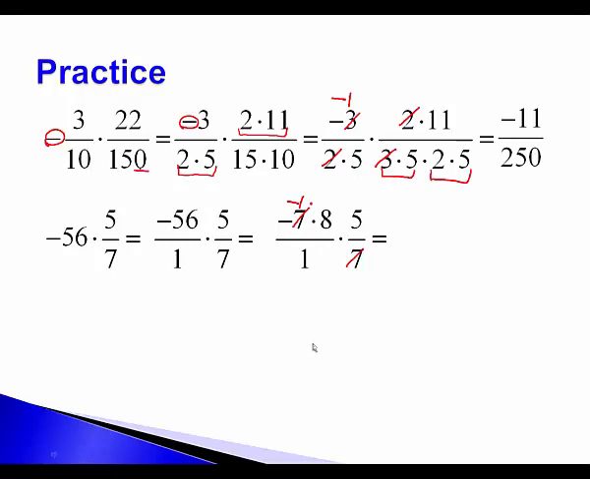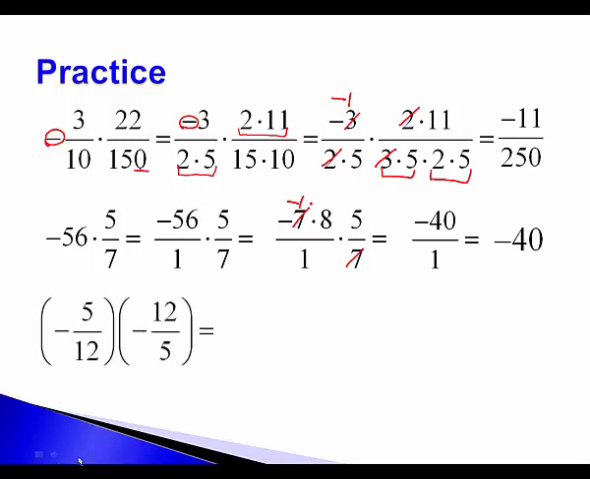Now I'm ready to multiply my numerators, and I get negative 1 times 8 times 5, or a negative 40, divided by 1. Once again, any number divided by 1 is equal to that number, so my final answer is negative 40. Our last example here is negative 5 over 12 times negative 12 over 5. I'm going to follow exactly the same process I have been following every step.